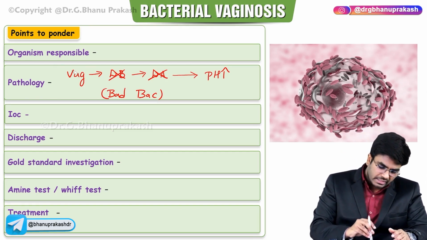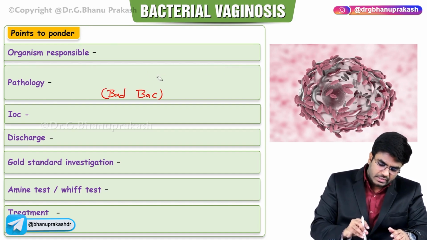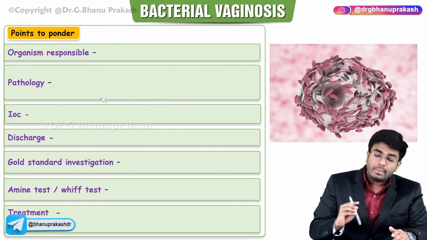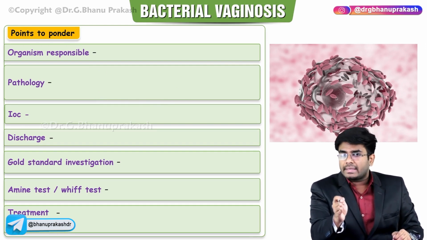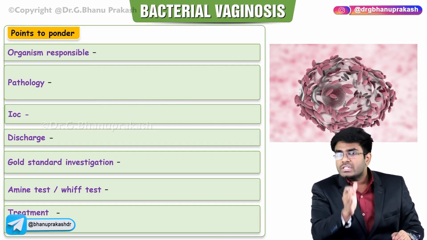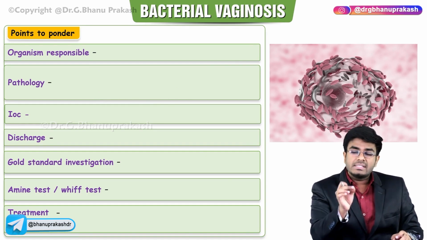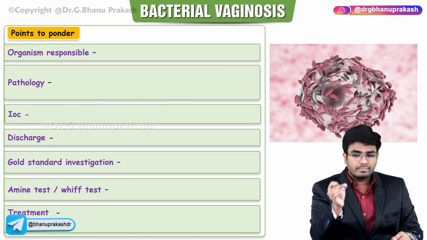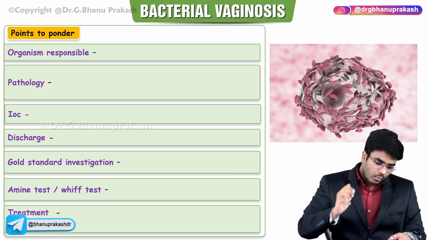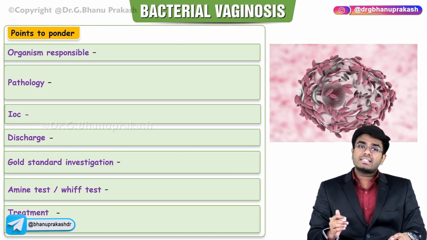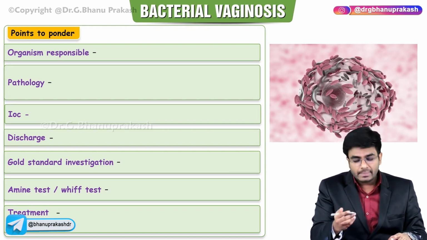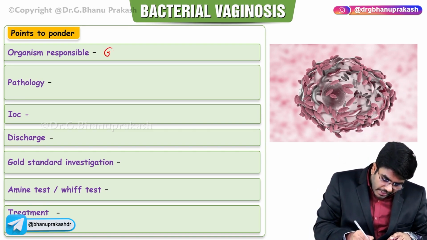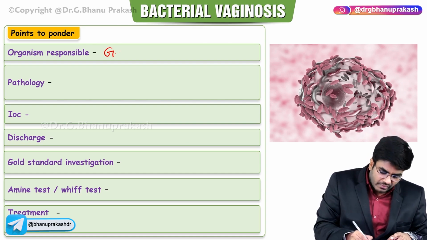So we have seen what's happening with bacterial vaginosis. The cause we have discussed. Now, in the place of good bacteria, bad bacteria are growing. The question is, who is that bad bacteria? This question was asked in the recent FMG exam: all of the following organisms can cause bacterial vaginosis, except. So who is that bad bacteria? The most common bad bacteria is Gardnerella vaginalis.